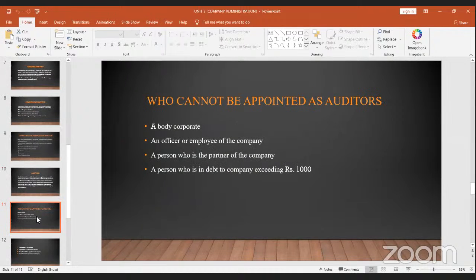So who cannot be appointed as an auditor? A body corporate, an officer or an employee of the company, a person who is a partner of the company, a person who is in debt to the company exceeding 1,000. See, a body corporate, the board of directors, or people in the company such as the CEO or CFO, we can't appoint them as auditors of the company because they can show some wrong statements to the external auditors.